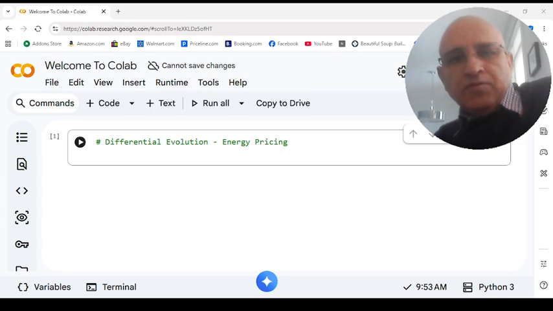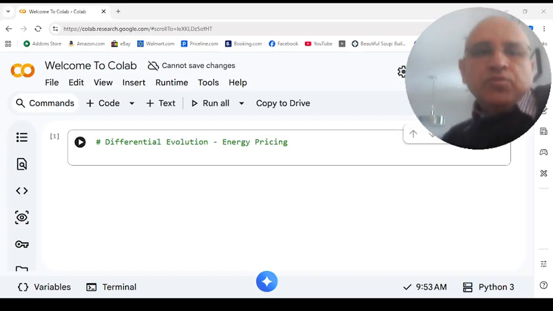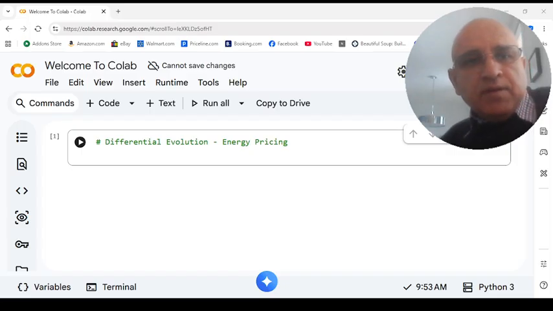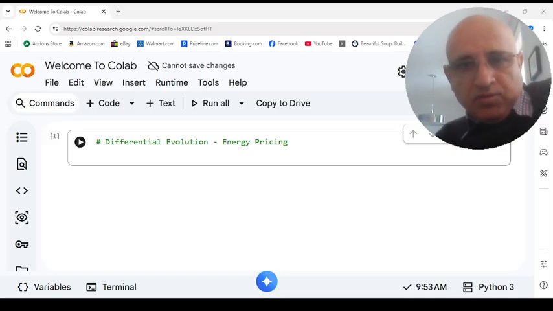Hello everyone, today we'll discuss differential evolution, one of the optimization algorithms that we will use for energy pricing to minimize mismatch between demand and supply, prices and price penalty. So let's start.